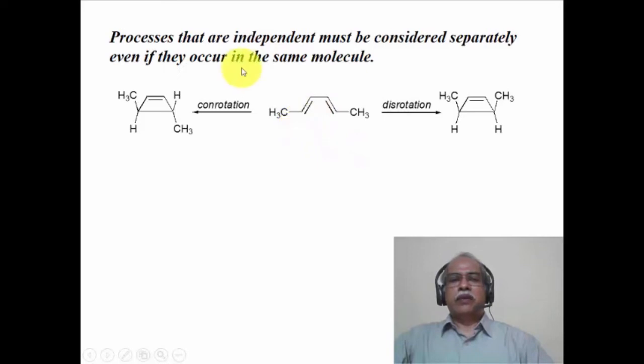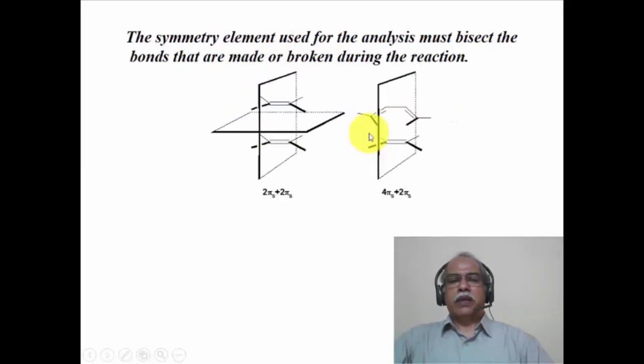For the time being, you must understand that when there are two processes that are inherently possible in a system, the two processes have to be dealt with separately, independently, and not combined together, because the symmetry element or the symmetry operator may be very different in this system.